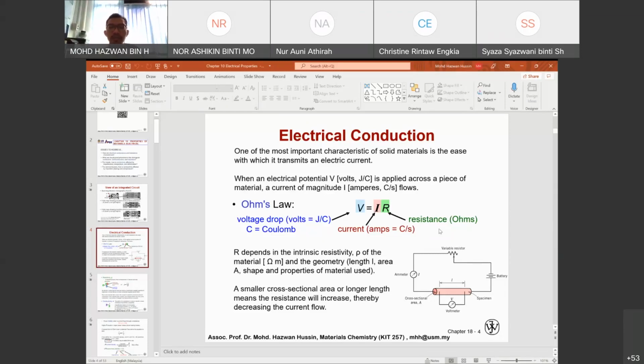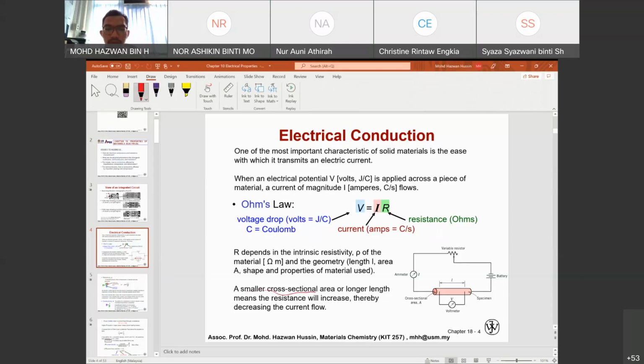So we cannot run away from the basic concepts of Ohm's law, where potential is directly proportional to current and also resistance. And there are a few characteristics with regards to current flow. If you have a smaller cross-sectional area and also a longer length, it will decrease the current flow.